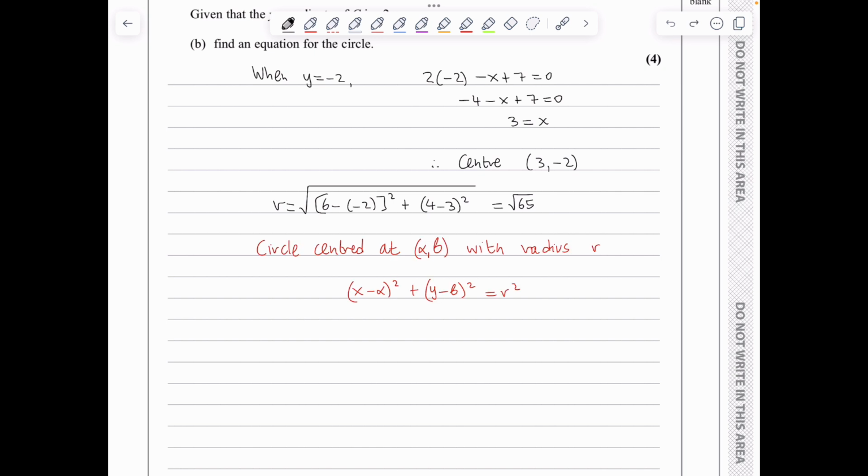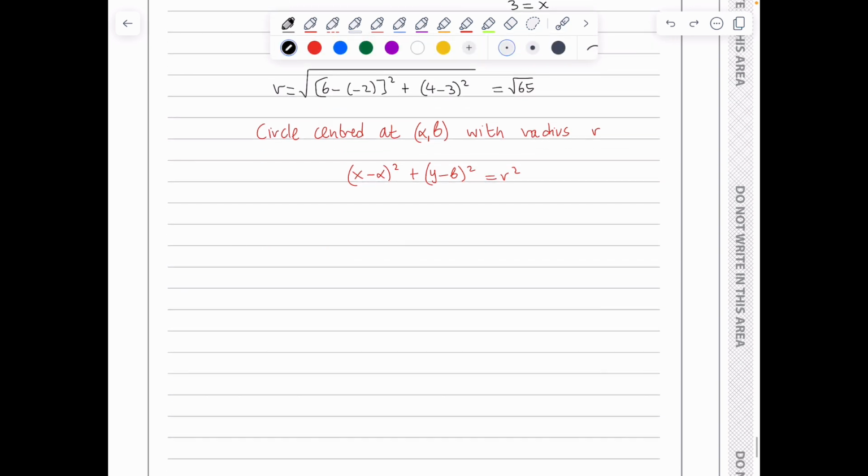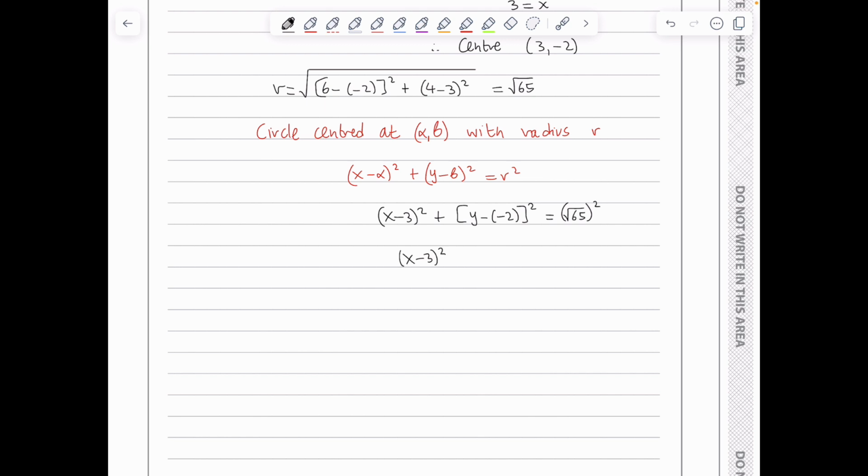And using the fact that the circle centered at the point alpha, beta having radius r has equation x minus alpha squared plus y minus beta squared is r squared, I can simply substitute to get x minus 3 squared plus y minus -2 squared is equal to root 65 squared, which can be written as x minus 3 squared plus y plus 2 squared is equal to 65.